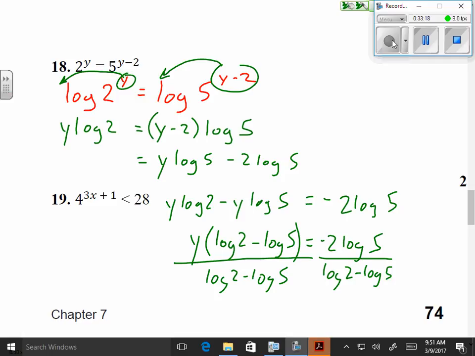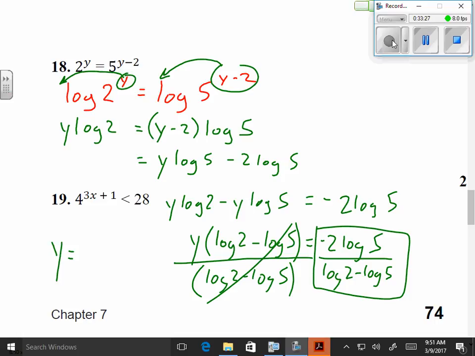And this we have to somehow get in our calculator because those cancel, and we're left with y equals all of that. And so that's why we're going to skip it.